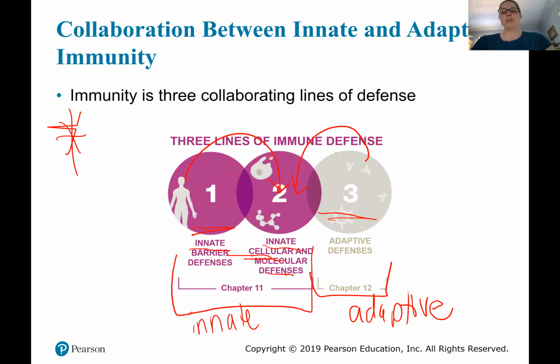Okay, so the third line of defense is going to be those ones that are very specific. These would be like your SEAL teams that are targeting a particular, like Osama bin Laden or something. They're targeting a particular target. That would be the third line of defense.